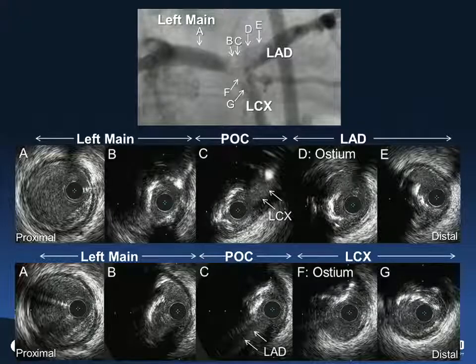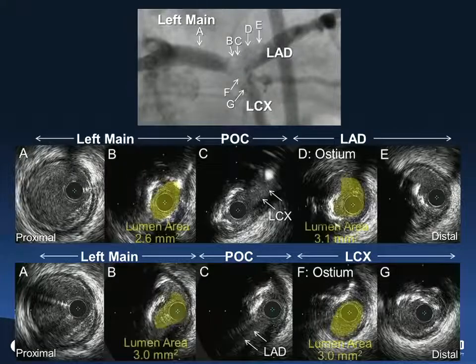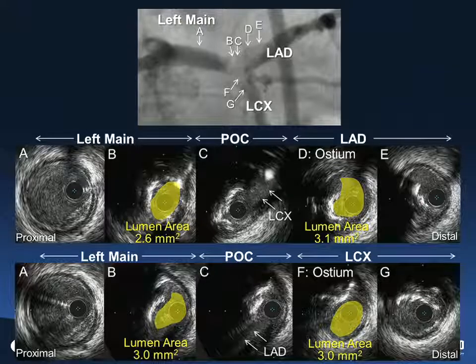Panels D and E represent the proximal LAD. Panels F and G represent the proximal left circumflex. Lumen area measurements are shown in yellow. The minimum lumen area in the distal left main measured 2.6 square millimeters in the LAD pullback and 3 square millimeters in the left circumflex pullback.